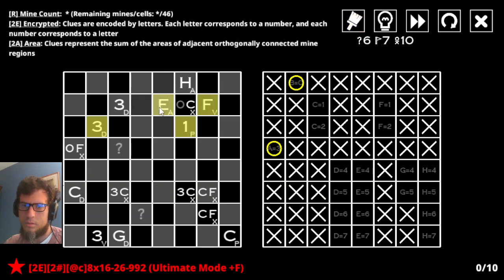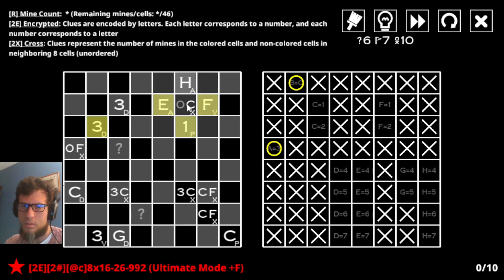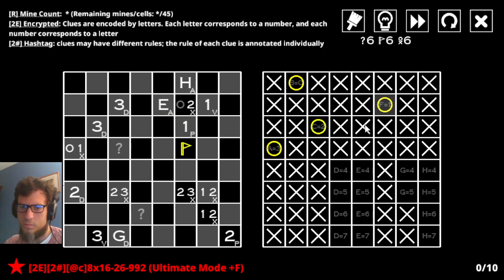E area, 1 product. F vanilla. H area, C X. Okay, so at least one of these 2 is a mine. But if the C is 1, that kills both of those, which would kill the H, which is not allowed. And so, first of all, there's a mine here. Second of all, C is 2. Therefore, F is 1. Therefore, we need 1 here and 1 there at least. Okay. But yeah, there's a possibility of anything being anything in that situation.